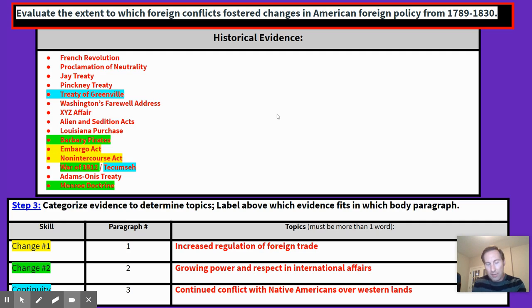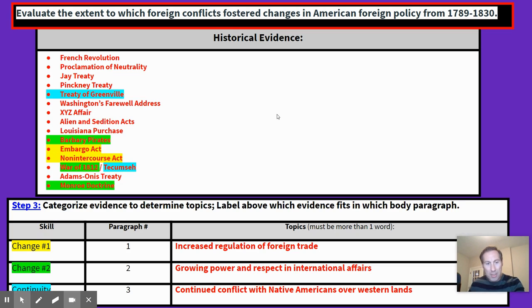A continuity, just looking at this: sometimes we forget that Native Americans are a part of early foreign policy. But remember, the United States classifies Native Americans as a foreign entity at this time period. They're not considered part of the United States. They weren't included in our Constitution. And so from the start of this time period to the end, the United States is fighting with Native Americans for control of Western lands. So that could be a continuity.